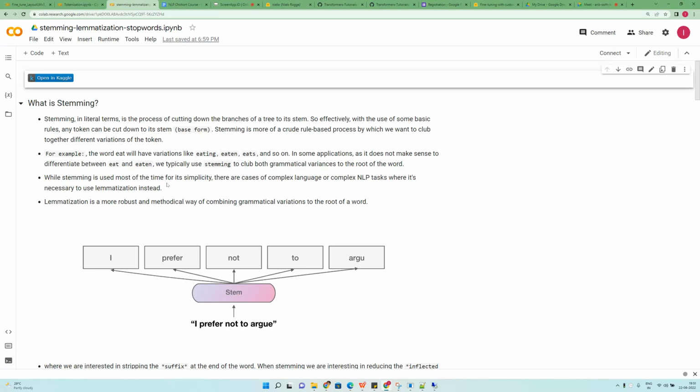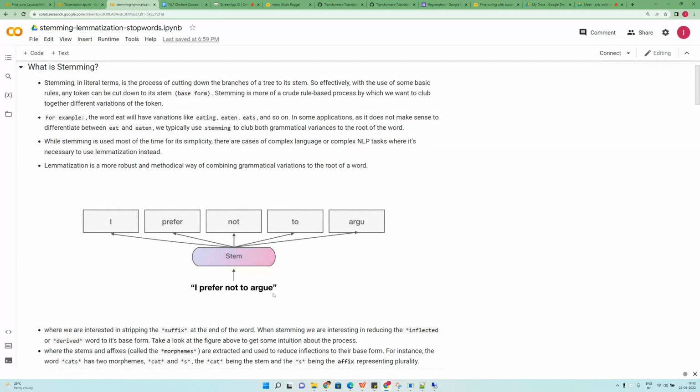So what stemming says is that if there is something like eaten, eats, eat, you will cut the suffix. Stem, in the sense, the last thing you will have, like ing, en, es, something like that. You will cut off the end of those strings and convert that into the root word. So that's what stemming says.